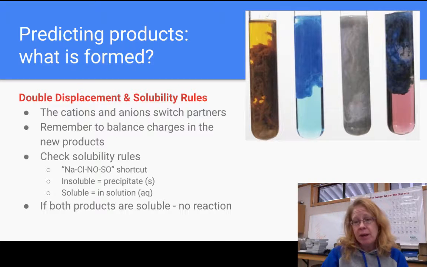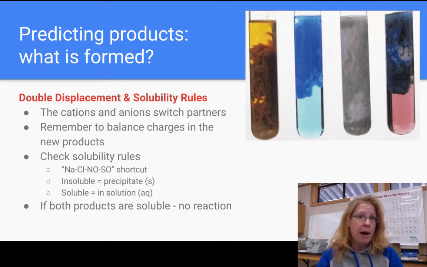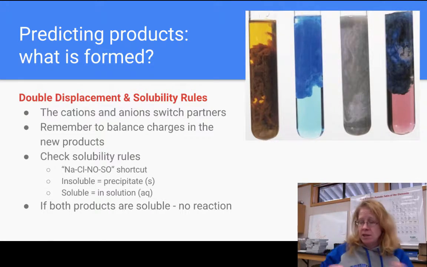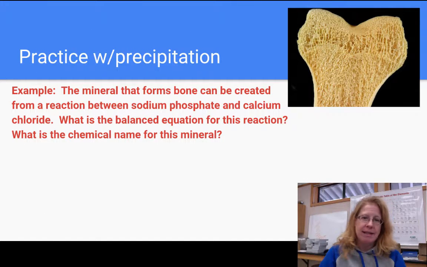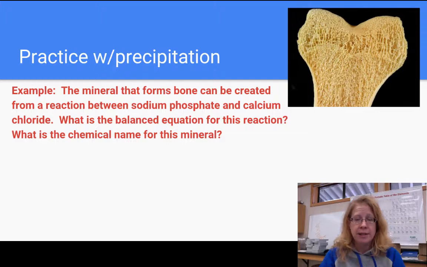And then finally, keep in mind that if you have two things where both of your new possible products are soluble, that's really no reaction. They were soluble to begin with, soluble afterwards. Call that just friends in class. So let's take a look at a practice example of this, because it's a little bit easier to talk about a real example than the generic rules on this one.